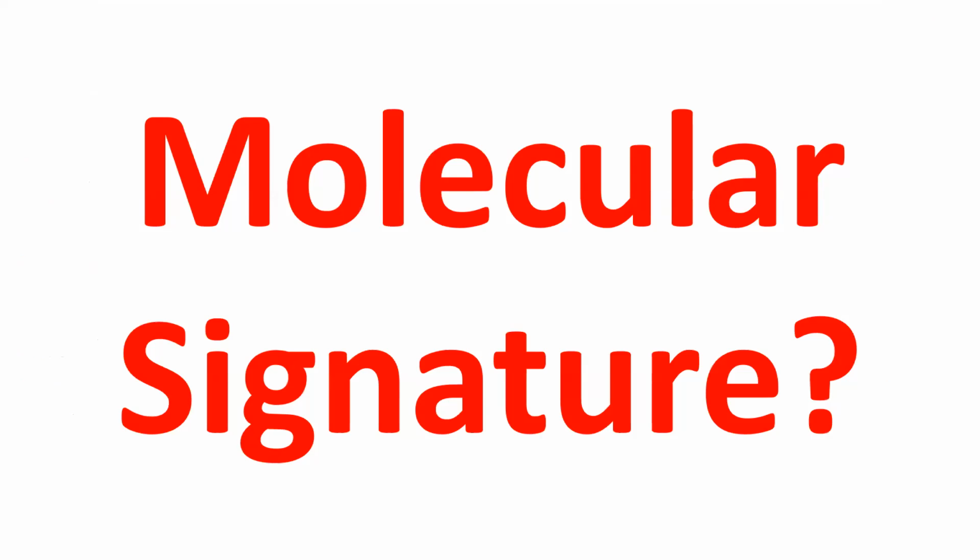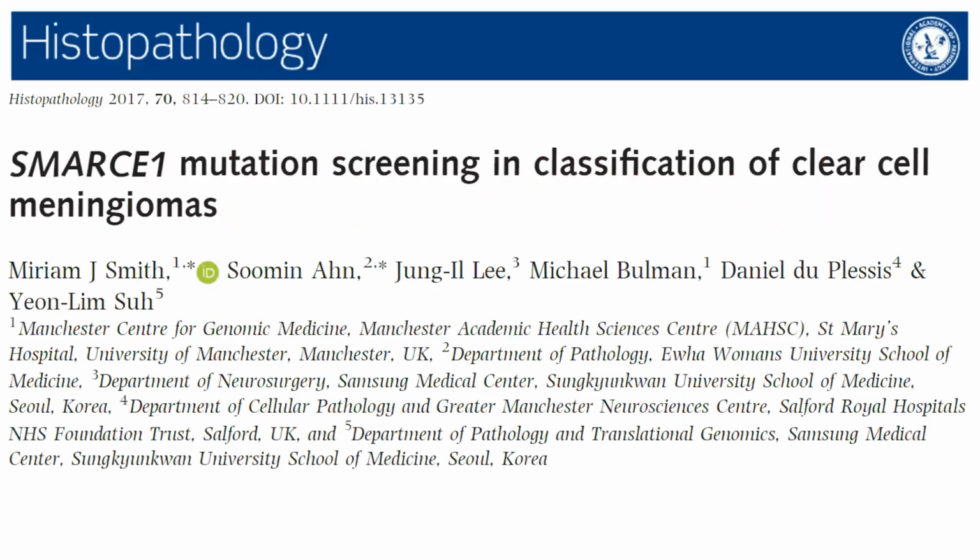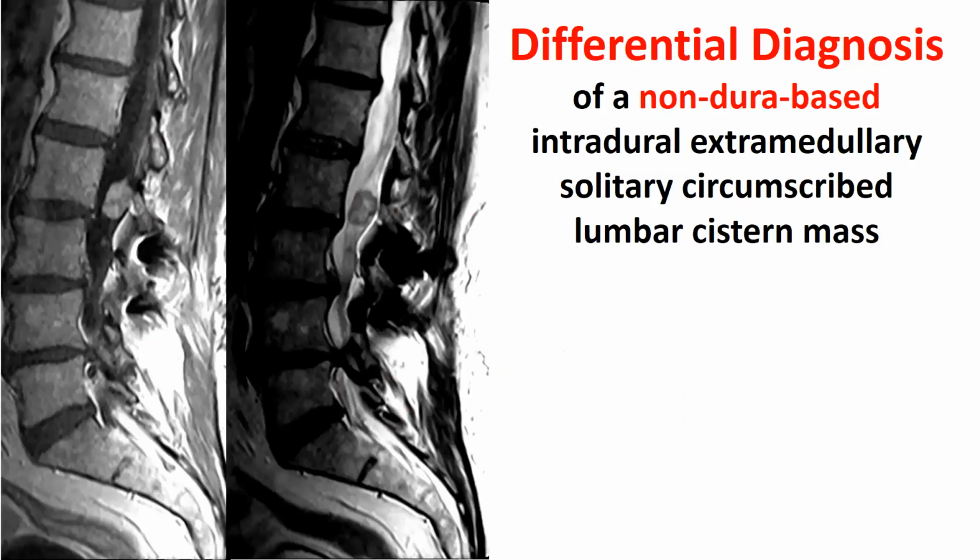All right. Anyway, I'm going to give just a second. Anyone who wants to text me the molecular signature of clear cell, I can only give you about 5 seconds. You know why? Because some people, especially the young people, are so fast with the cell phone that you can look it up almost instantaneously. Okay, here we go. SMARCE1 mutation screening, classification of clear cell meningiomas. All right, now here's the bottom line.